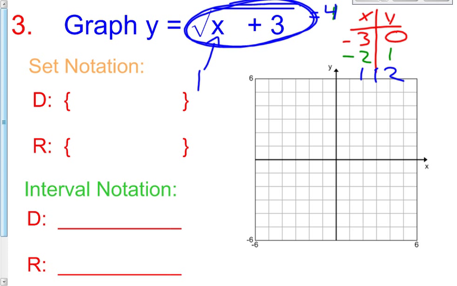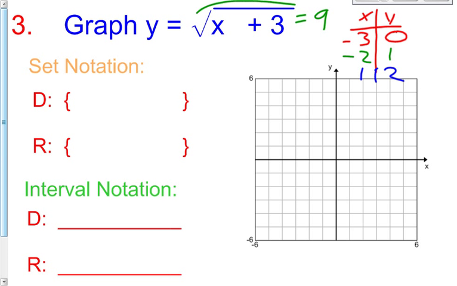Last one. I've done 0, I've done 1, I've done the square root of 0, the square root of 1, the square root of 4. I next want the square root of 9. Because if I get this whole square root to be a 9, I can take the square root of 9 and get a convenient number of 3. That would make my x equal to 6.